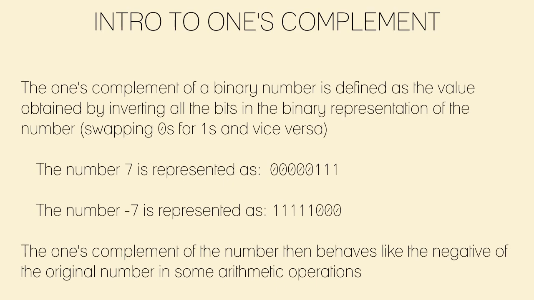This approach takes a binary number and inverts all the bits, meaning that every 0 is replaced with a 1, and every 1 is replaced with a 0. For example, consider the number 7. In binary, using an 8-bit representation, this positive number looks like 00000111. In the 1's complement system, positive numbers are represented exactly the same way as in the unsigned representation. So, 7 remains 00000111.